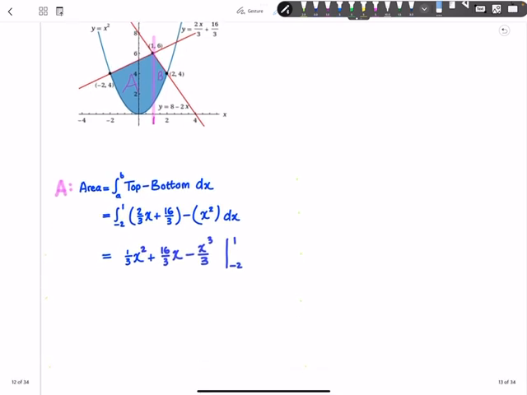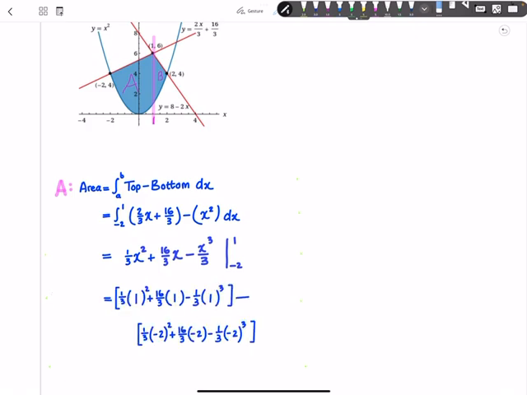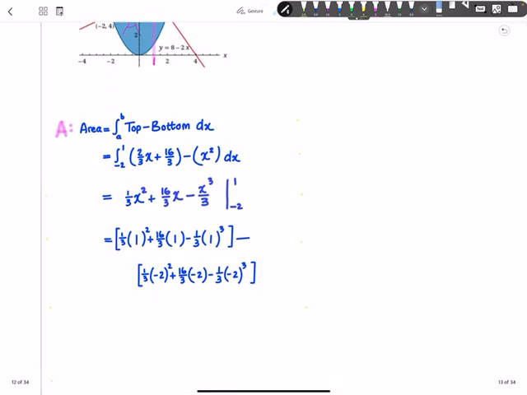So we can evaluate. The integral here would be 1/3 x squared plus 16 thirds x minus x cubed over 3, evaluating from -2 to 1. Following the fundamental theorem of calculus, we plug in the top minus plug in the bottom. At this point you can stick this on your calculator. I get an answer of 12.